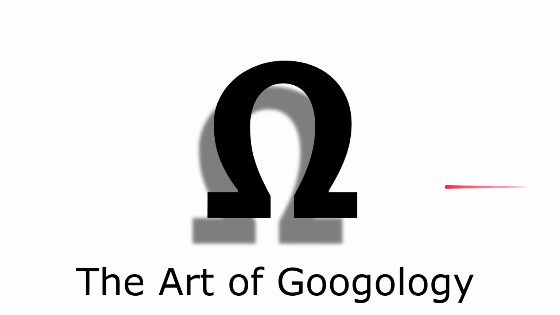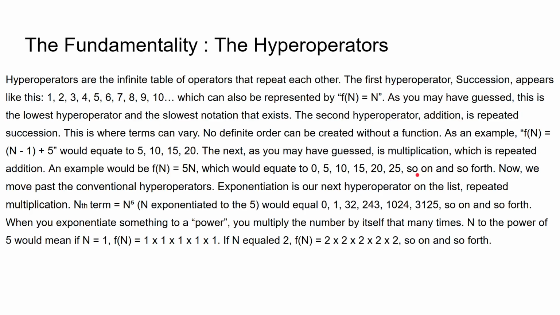And yeah, so we start out with hyperoperators. They're the infinitely increasing list of operators. The first one, as it says here, is succession: 1, 2, 3, 4, 5, 6, 7, 8, 9, 10. It's just counting up by one.